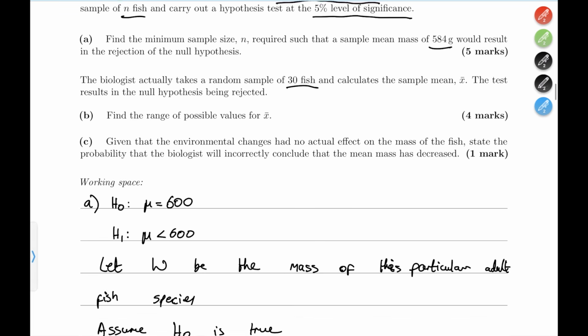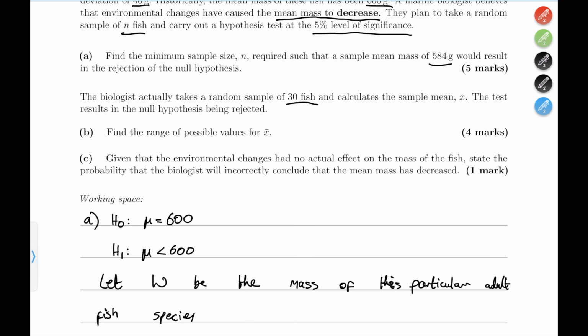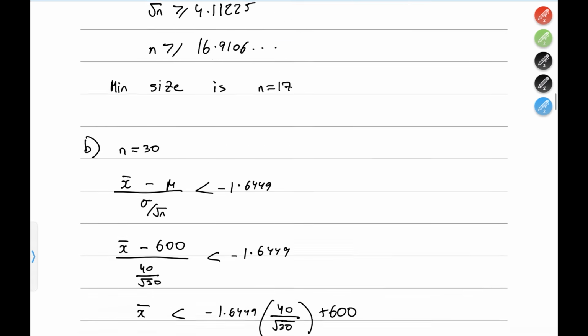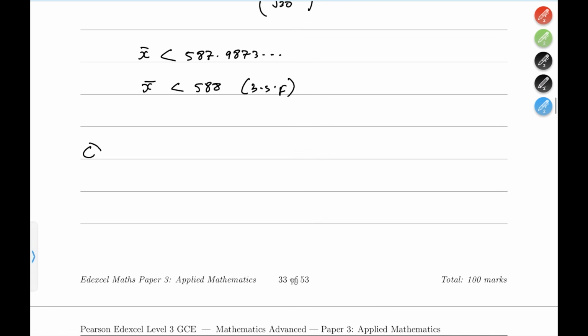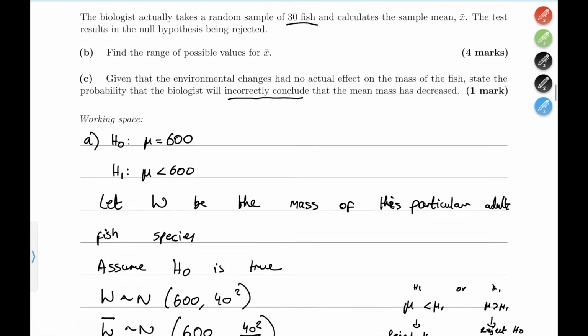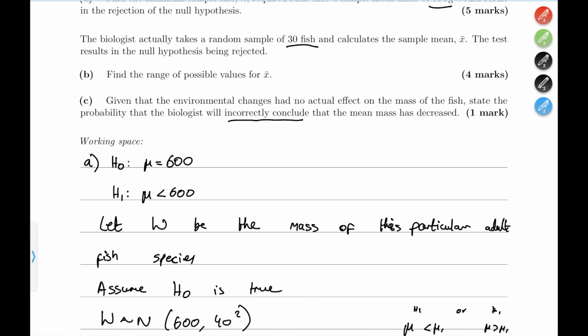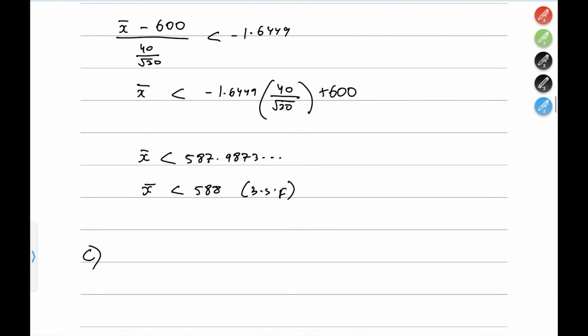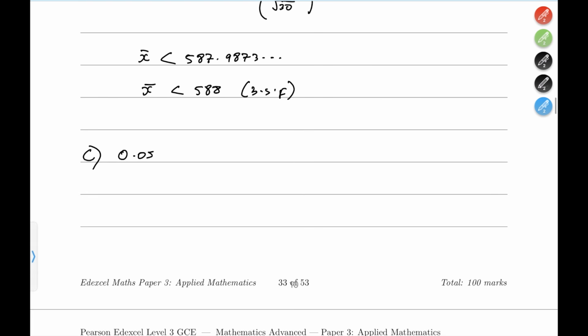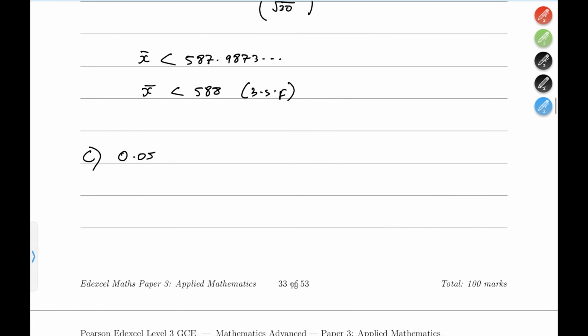So that is now part B done, and now part C. Given that the environmental changes had no actual effect on the mass of the fish, state the probability that the biologist will incorrectly conclude that the mean mass has decreased. So again, this is a nice little test of your knowledge and how well you understand these hypothesis tests. So the answer here would actually just be 0.05. And it's the exact same as the significance level.